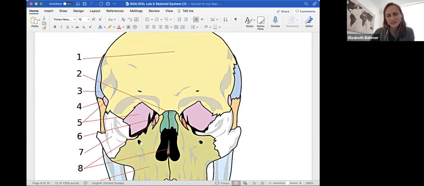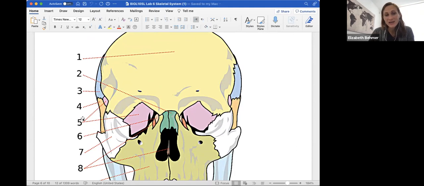So number 8, the ethmoid bone sticks out in the nose. So number 8 would be the ethmoid bone as seen there. And number 6 is the lacrimal bone. Again, those are kind of the two tricky ones. The other ones that are labeled should be pretty easy to see.